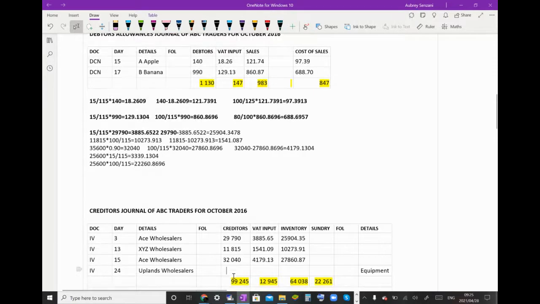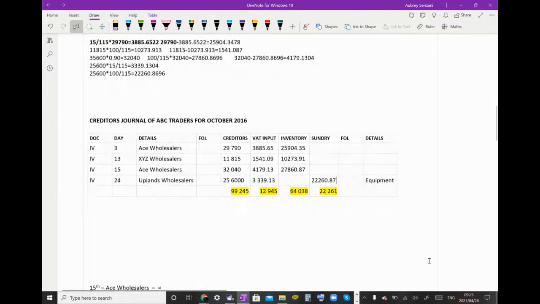Okay, so here we know it's going to be 25,600 because we know under creditors we put the VAT inclusive, and then here the VAT amount is 3,339.13. Remember this is not inventory, so we can't put it under inventory. We have to go to sundry because we know there's no equipment column. That's when we can plug in the VAT, and rounded up to 2 decimal places it is going to be 87. All right, and there's your creditors journal.